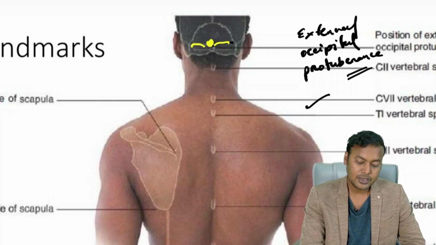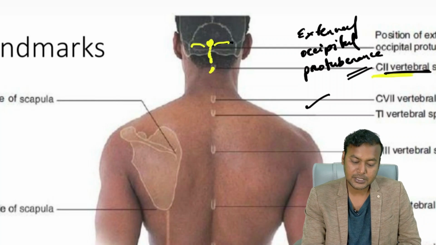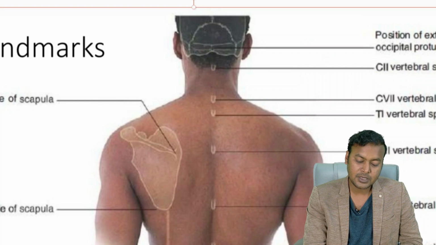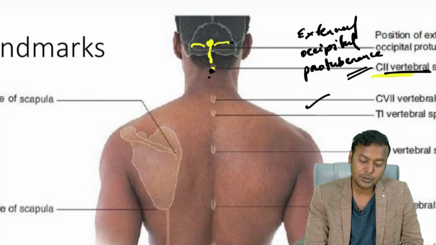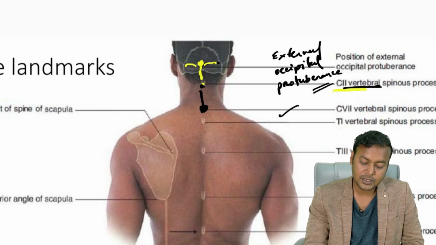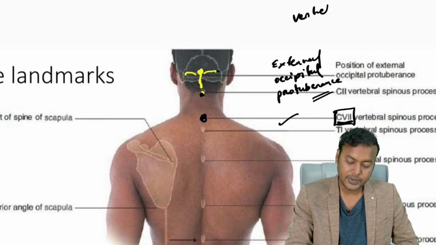Now, students, in a living person, if you palpate this region and move down, you will find a spinous process. That is the spinous process of the second vertebra. And as you move your hand along the concavity of the back of the neck, you will reach a point where you will find a large prominent spine. This prominent spine is of the seventh cervical vertebra. Because of this large spinous process, it is also known as the vertebra prominens.